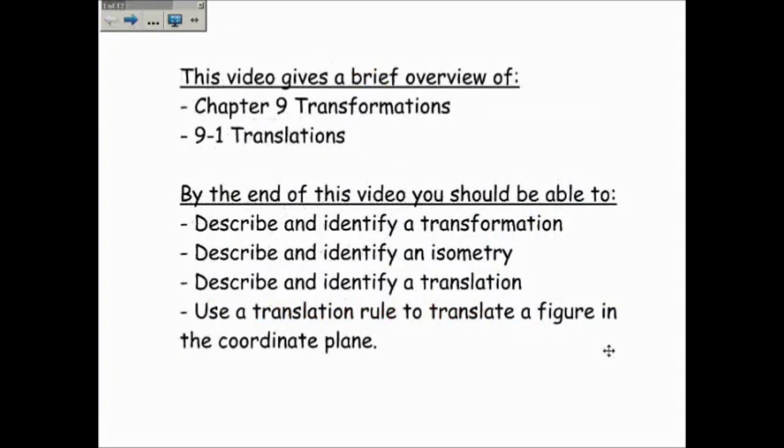Okay, again in recap, this video gave a brief overview of Chapter 9 on transformations, which again is where you change the shape, size, or position of a geometric figure. Okay, and also on translations, which is where you slide. You don't change the orientation, you just slide it in one direction. Okay, hopefully you can identify a transformation, identify an isometry, which is where the pre-image and the image are congruent. Hopefully you can identify a translation where it's a slide, and use a translation rule to translate a figure in the coordinate plane.